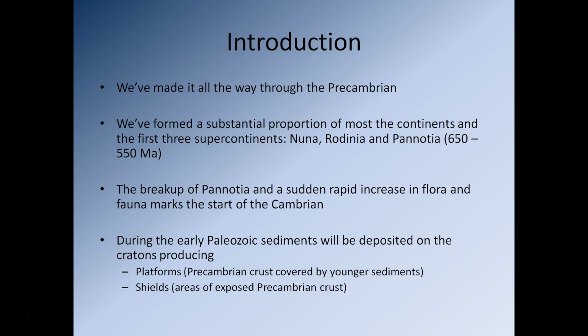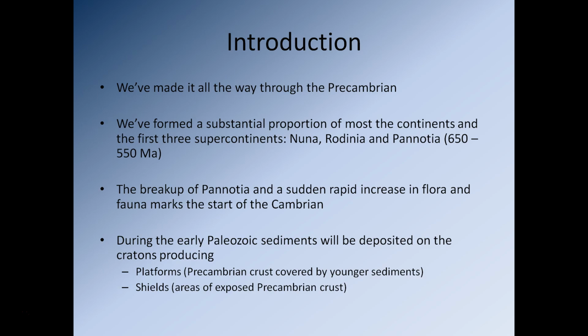By this point we've made our way all through the Precambrian, and we've formed a substantial portion of most of the continents, and the first three supercontinents have also formed. So we've had Nuna, Rodinia and Panatia. Panatia existed between 650 and 550 million years ago. And it's the breakup of Panatia that is one of the reasons that we can mark this transition between the Proterozoic and the Paleozoic, so between the Proterozoic and the Cambrian. The breakup of Panatia and a sudden rapid increase in flora and fauna marks this transition.